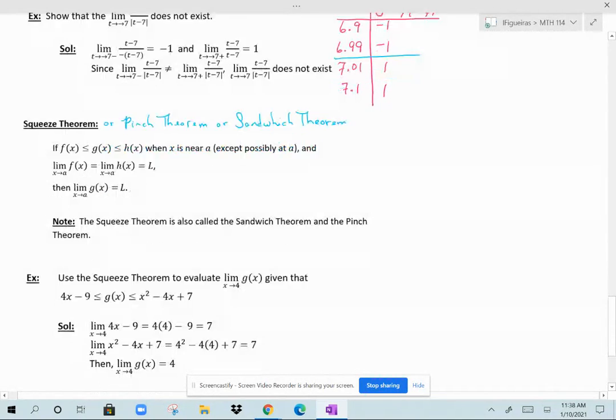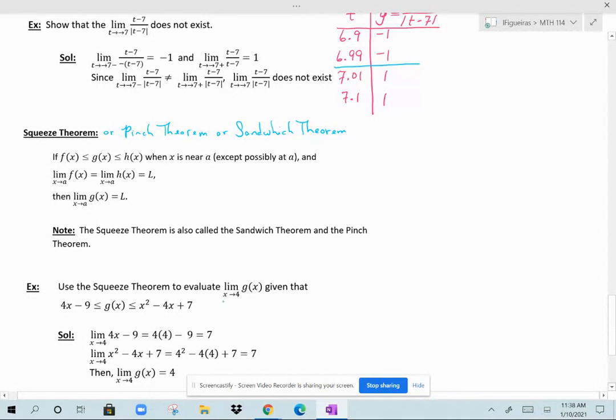So we're going to use the squeeze theorem to evaluate the limit as x approaches 4 of g of x. And you're told that this is true: 4x minus 9 is less than or equal to g of x, which is less than or equal to this quadratic function. So you already have the first statement that g of x is in between my linear function and my quadratic function. I don't know anything else about g of x other than it's squeezed between those two functions. So what I need to do is evaluate the limit of the two that are above it and below it.